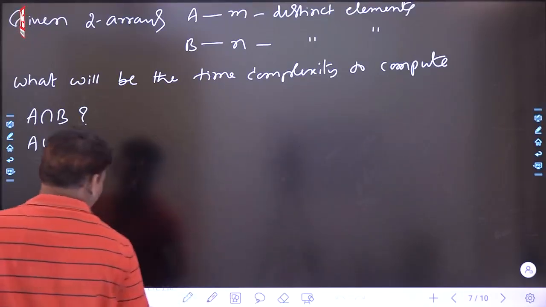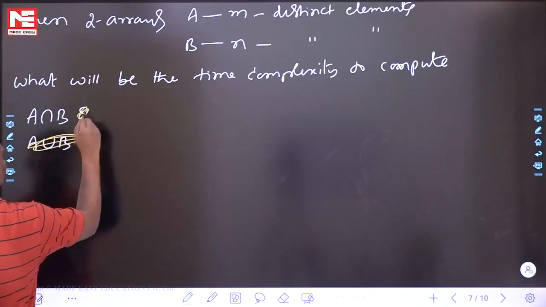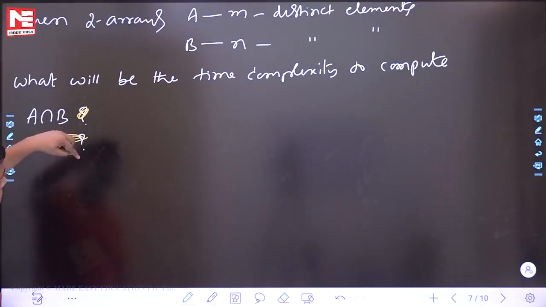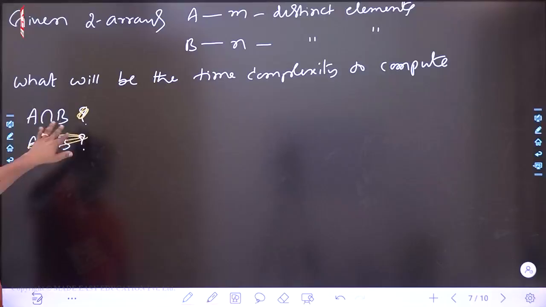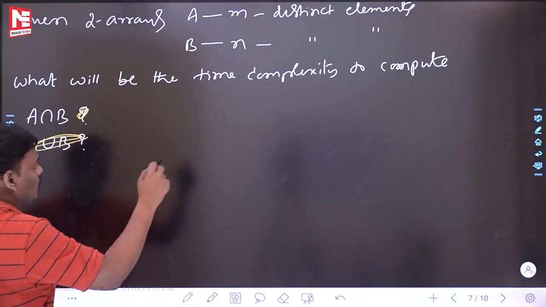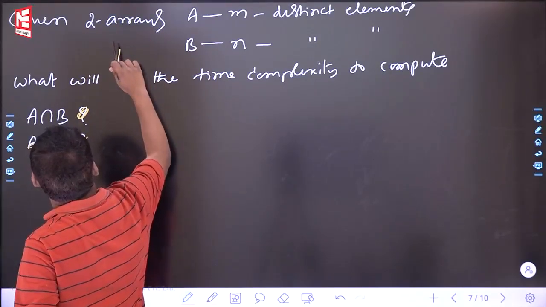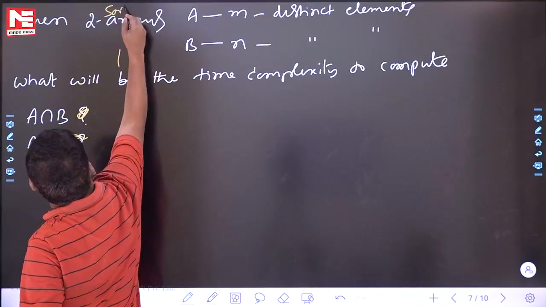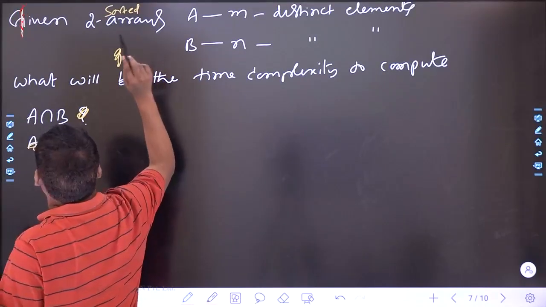Let me do intersection first. See, I am starting. How to do intersection for this problem, I will explain. Given two arrays, A with m distinct elements, B with n distinct elements. He is asking how much time for intersection, how much time for union. And before giving the answer for intersection, assume that we are given two sorted arrays. First let's do it for sorted, afterwards I will do unsorted also.